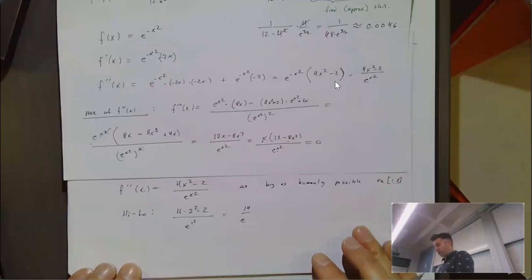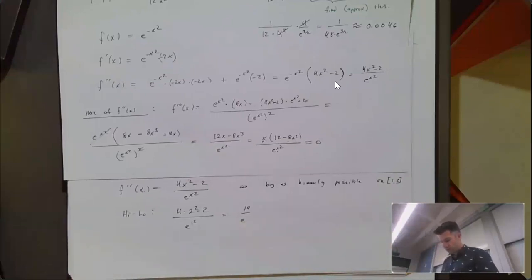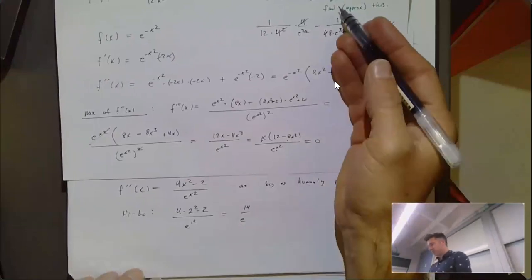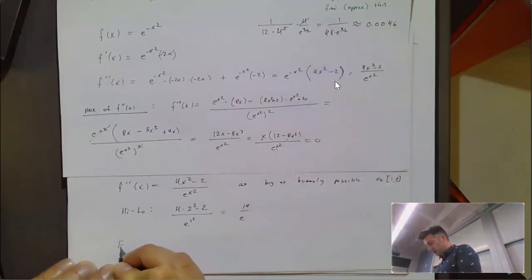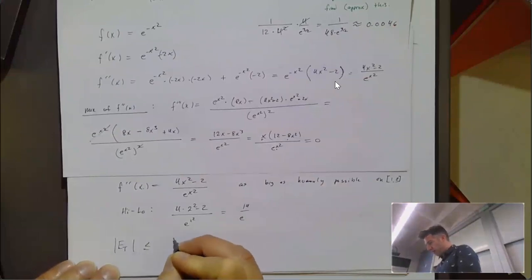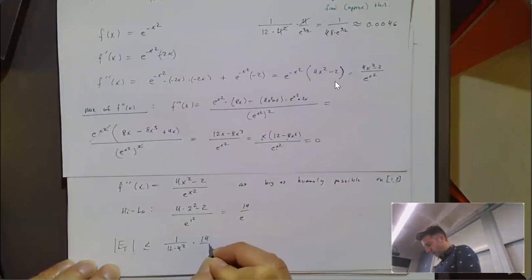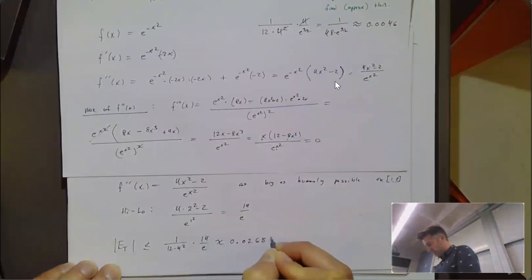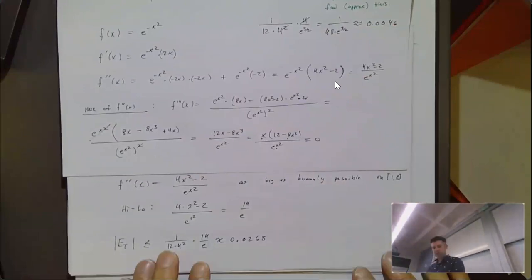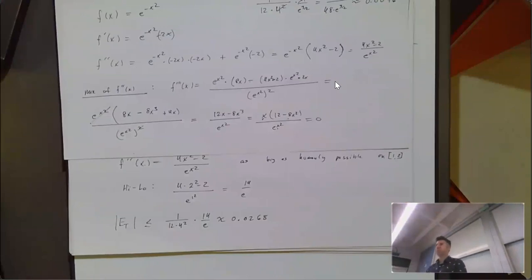So how do those compare? In fact, let's just plug it into the formula. Our error using the trapezoid method using that value would have been 1 over 12 times 4 squared times 14 over e, which is approximately 0.0268. Okay. I mean, not as good of an estimate, or I should say not as good of an error, right? A lesser error is better, but still perfectly fine.